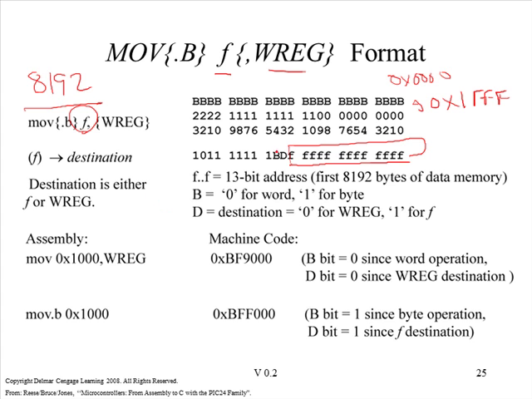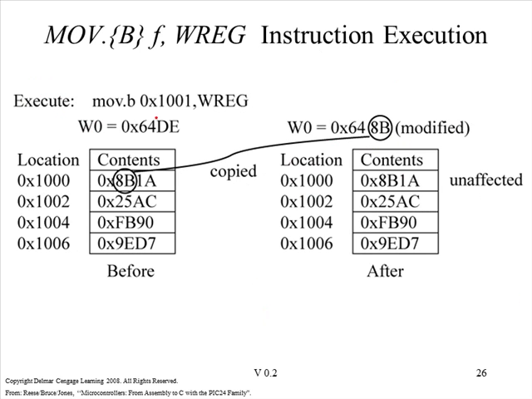There's a bit in here, B, that's going to allow us to specify either a byte operation or a word operation. Here's an example of this instruction operation. We're going to move a byte from location 1001 to the working register, which is going to be W0. Before we get started, W0 is going to have a 64DE. So taking a look at this memory, this value 1A is actually going to be stored in 1000.